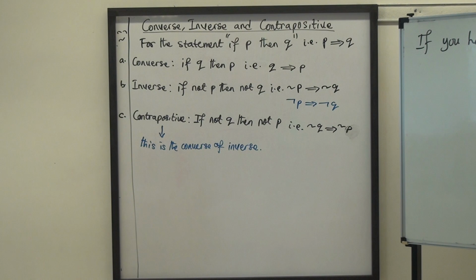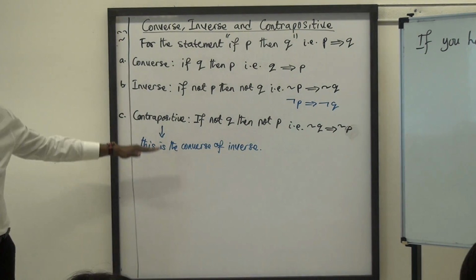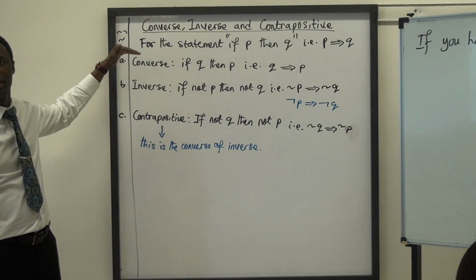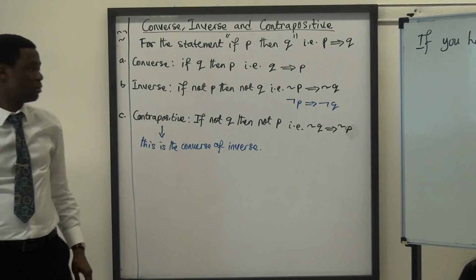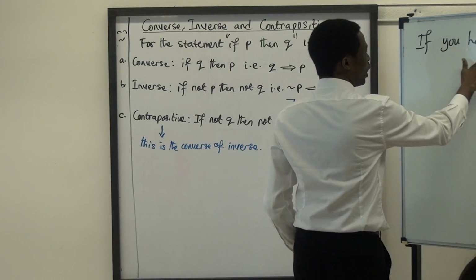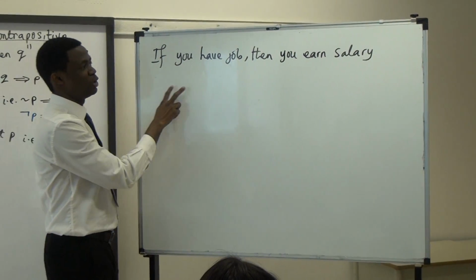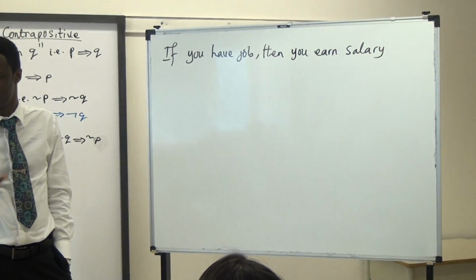Yes. So, some proofs can be done easily by contrapositive, because these are equivalent statements. I'm going to write that. The converse, the inverse, the contrapositive, they are all equivalent. If you have a job, then you earn salary is equivalent to if you do not have a job, then you do not earn salary. Are they not equivalent? Do you get my point?